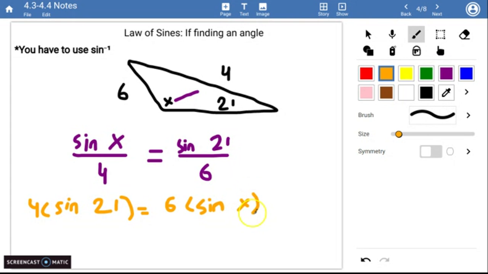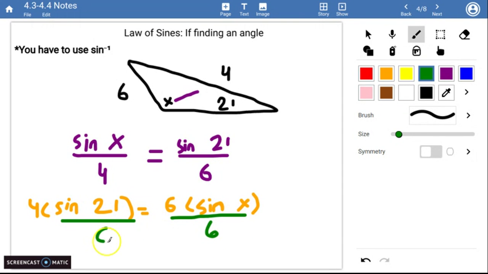Now, what do you do? You want to get x by itself, but you cannot separate this sine from the x unless you do sine of negative first. But we can't do that yet. First we need to divide by 6 to get that out of the way. So now we have this equation right here. And now to get rid of this sine, remember you do sine to the negative 1, you multiply that, and those two would cancel out.